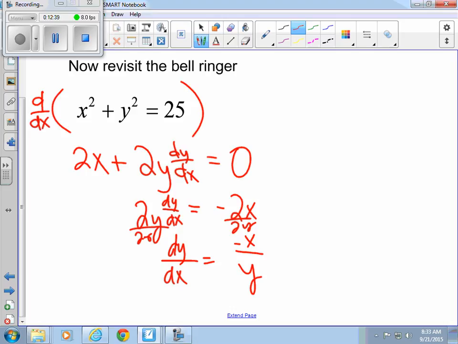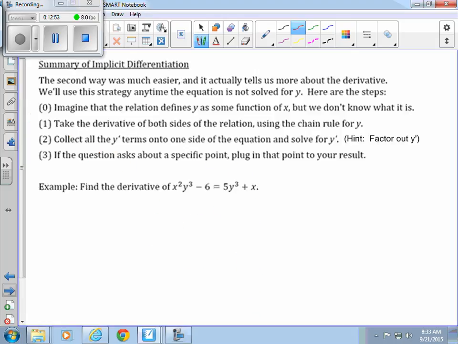So I found the derivative, what's called implicitly. If you really wanted to see that they were equal, you could go replace y with the y value, which would be the plus or minus the square root of 25 minus x squared. You got the exact same thing, just a little nicer. So, summary of how to do implicit differentiation.